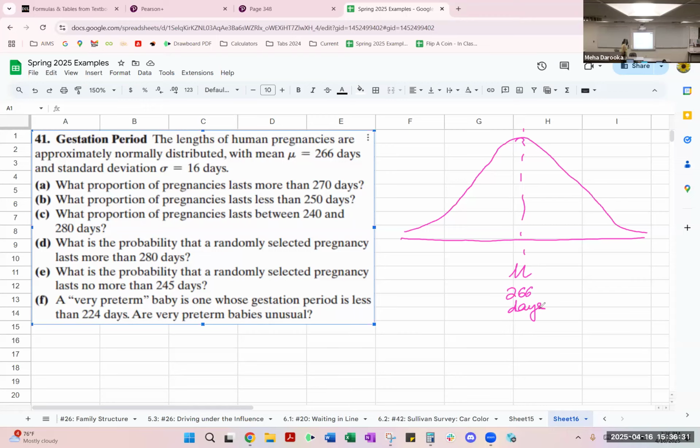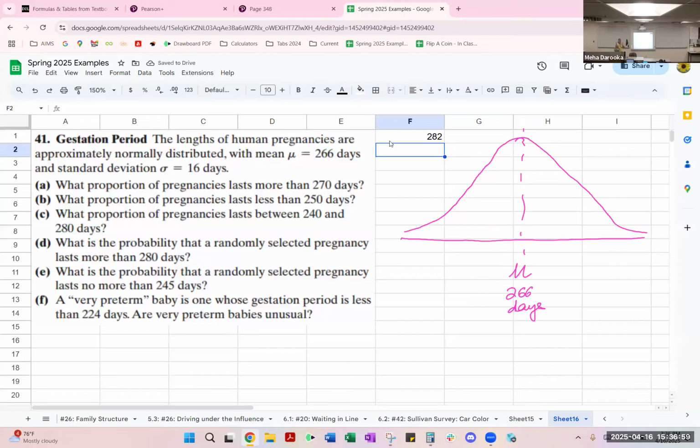So they're saying what proportion of pregnancies last more than 270 days? So as I said, 270 days is only 4 days away from 266. And if you look at 266 plus 16, and I'm just going to do some scratch work here. So if I take 266 and I add 16 to it, which would take me to 1 standard deviation above the mean, you can see that takes us to 282.